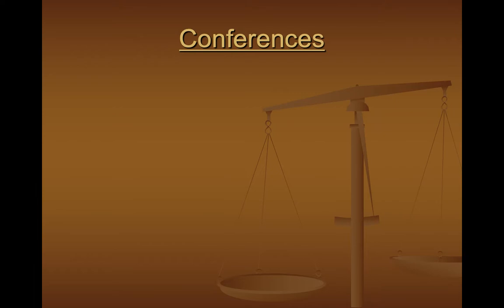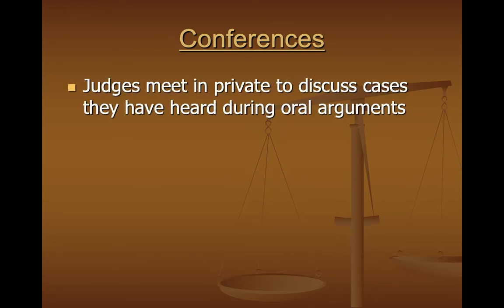Once a case has been argued in front of the Supreme Court, the 9 judges review the documents and transcripts from the case and meet in what is known as conference. In this situation, the 9 judges meet in private to discuss the cases that they have heard and read through the oral arguments and briefs.